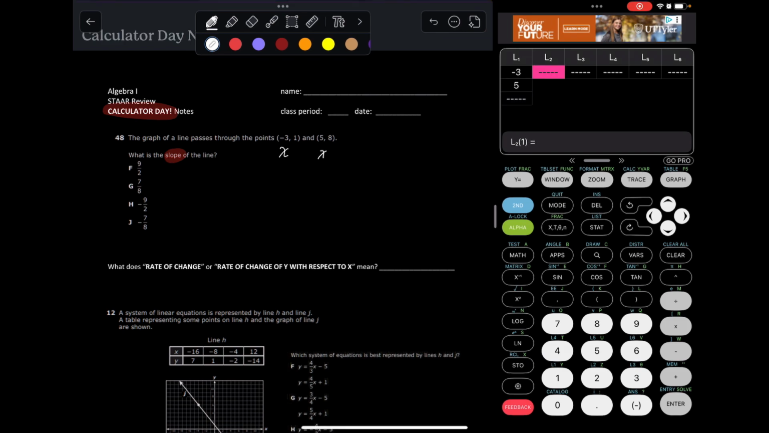Now we have to worry about my Y values. Where are my Y values going to go? L2. Yes, my Y values are going to go in L2.